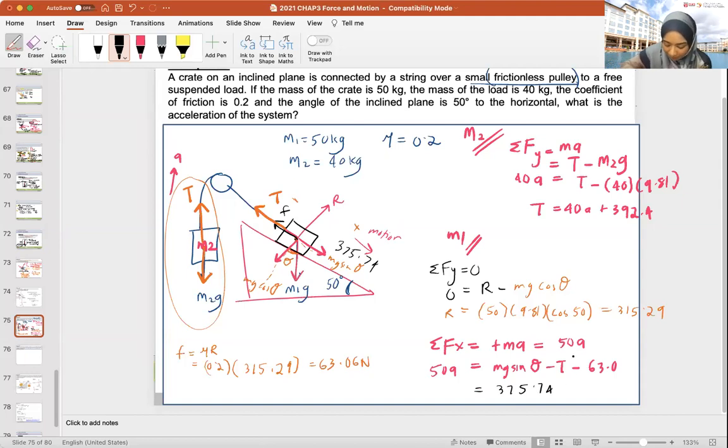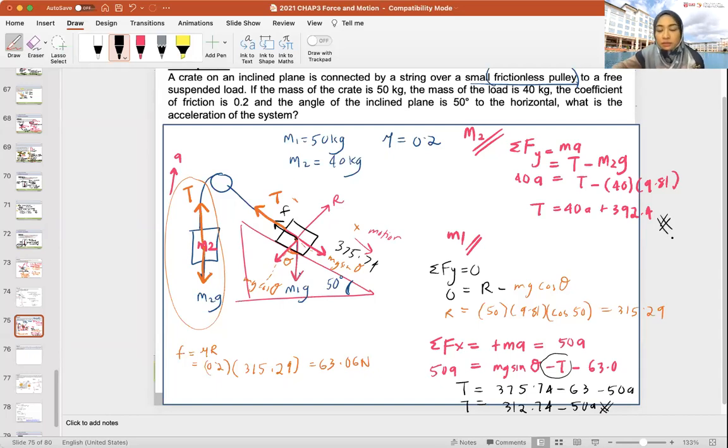375.74 minus 63 minus 50A. I'm bringing everything over here and I'm bringing the tension to the other side. So it becomes a positive. So this is now 312.74 minus 58. So now we have T, this is the equation, and this is another equation for T.